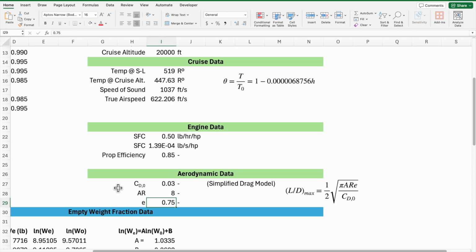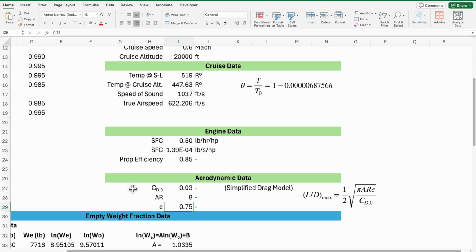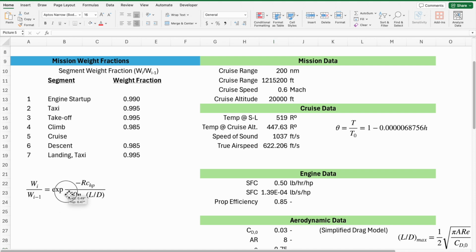So I'm just going to put in this value for now, and later on I'll do a better analysis to get a more accurate number. For now, we just want a number so that we can continue on and get some initial estimations and understand just the process of doing our sizing. So we're ready now to go and do our weight estimation for the cruise weight fraction.